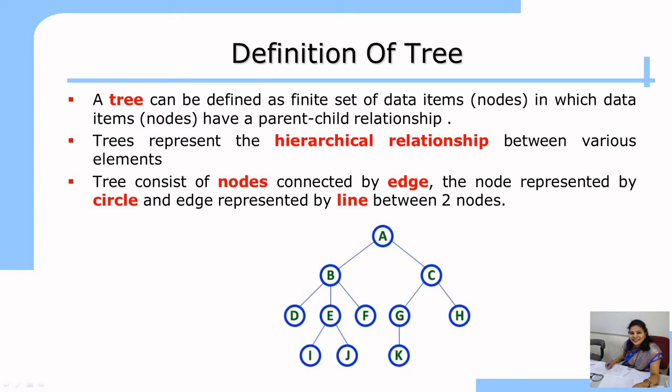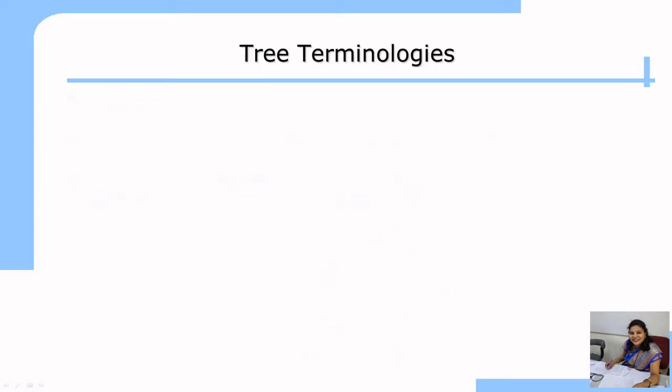Tree is having the collection of nodes that have the parent-child relationship. Means what? A is the parent of B, C is a child of A. So B and C are the children of A. Like D, E, F are the children of B. G and H are the children of C. K is the child of G. I and J are the children of E.